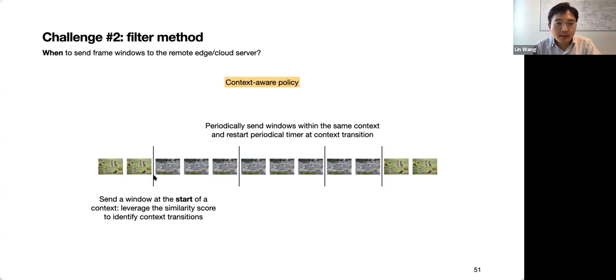And how to identify the context? We use the similarity score and put a threshold there to determine the different contexts. And then within the same context, we just periodically send the windows to the remote server. And this frequency can be tuned based on the bandwidth condition. If you have a very good bandwidth, you can do this more frequently. Otherwise, you can do it less frequently, right?